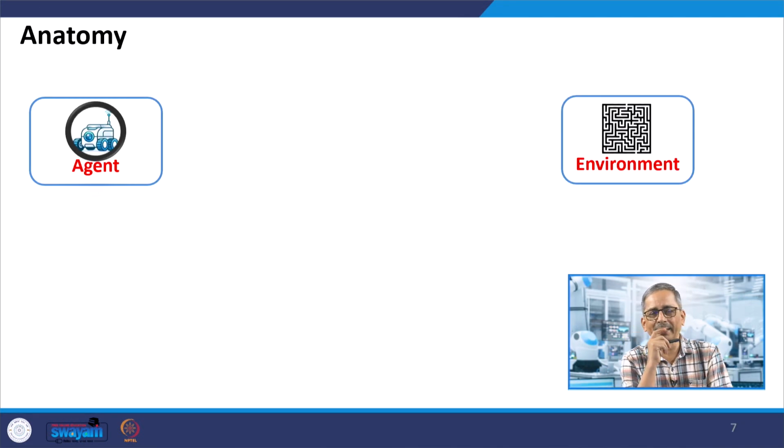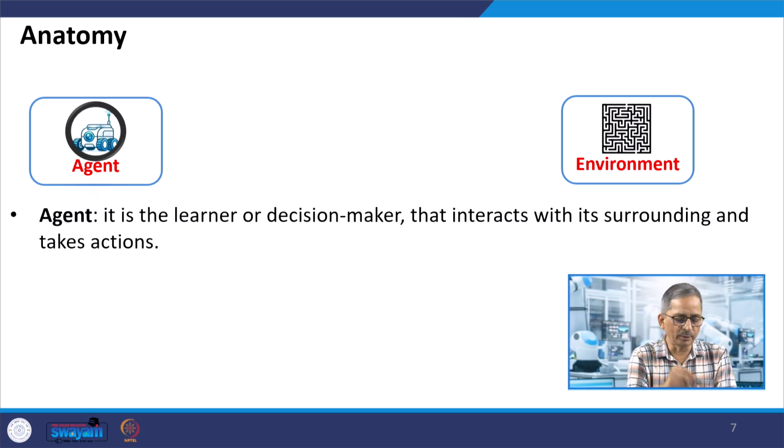So let us begin with the anatomy of reinforcement learning. The first component is the agent.